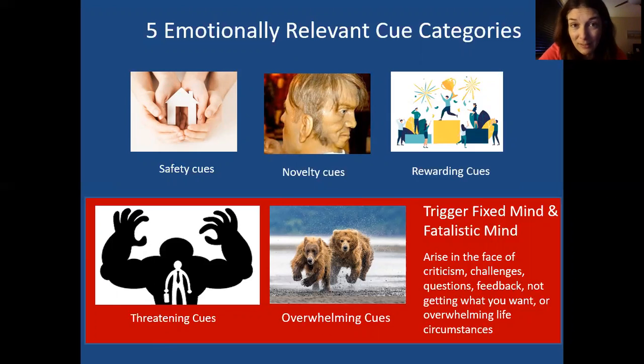But fixed mind and fatalistic mind tend to be mostly triggered by threatening cues or overwhelming cues. So what actually feels threatening? In this case, it may not be that I'm physically threatened, but more emotionally threatened or overwhelmed. They tend to arise in the face of being criticized, being challenged, being questioned by somebody, getting uncomfortable feedback, things not going our way or not getting what we want, or just being overwhelmed by certain life circumstances. Those things make us feel more uncomfortable, more vulnerable, and more threatened, so to speak. And so we respond with a sort of defense mechanism with fixed mind or fatalistic mind. Just keep in mind in the background that that's why these things arise. It's sort of our way of trying to cope with it.